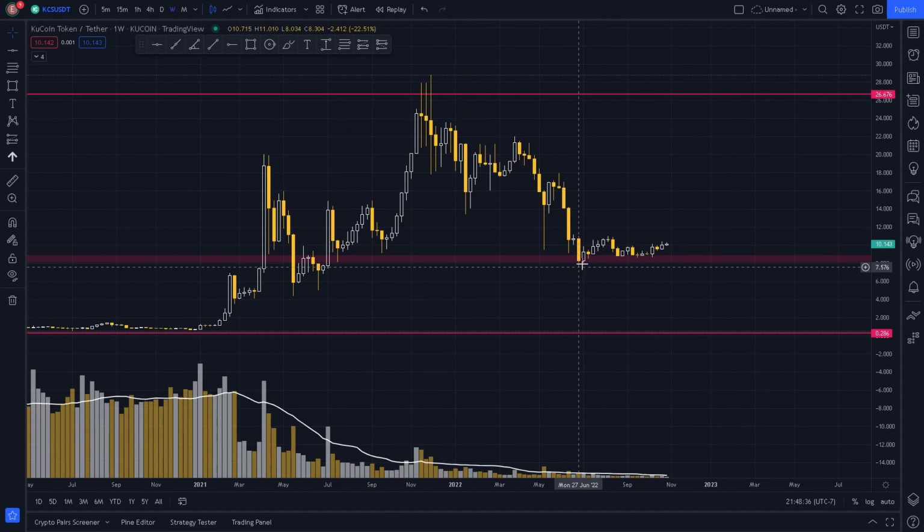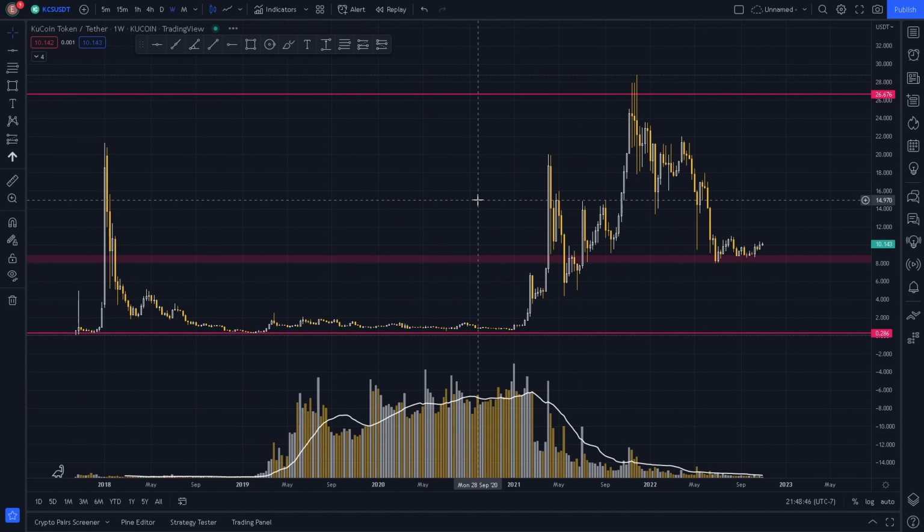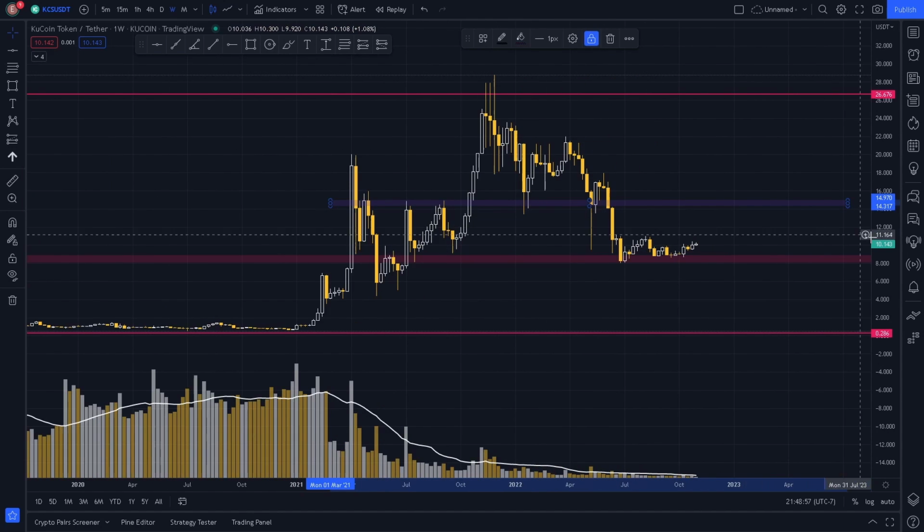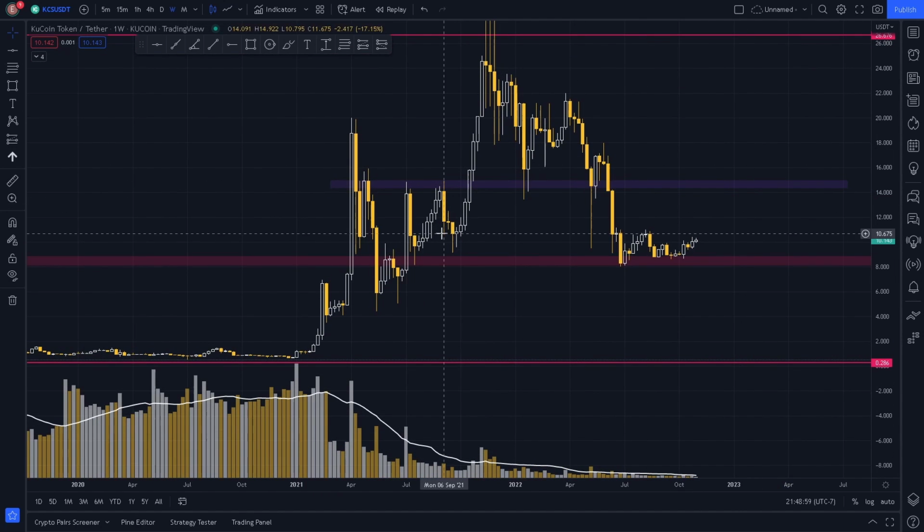Now here on the weekly we can see more clearly how price is reacting to this key level here, and we also notice a level right here. So let's plot it on our chart. Color coordinate it to the time frame we're working in, and what do we see?